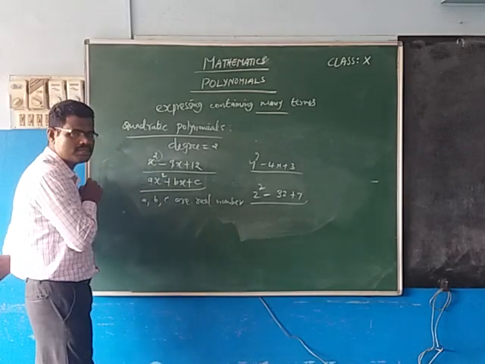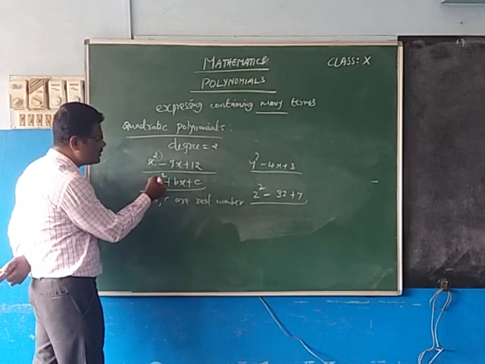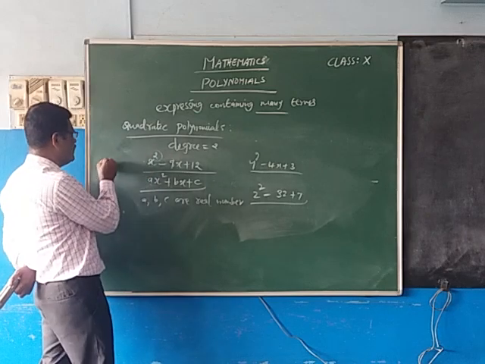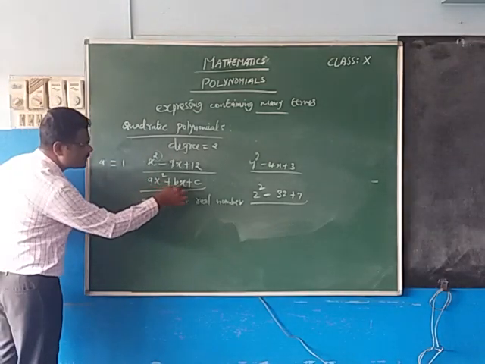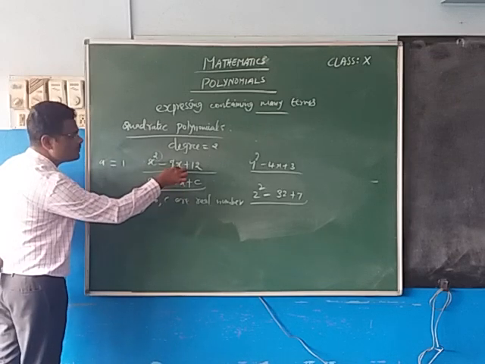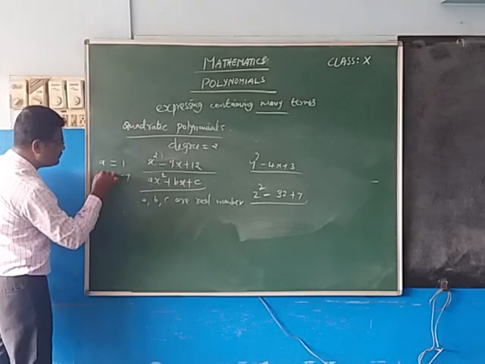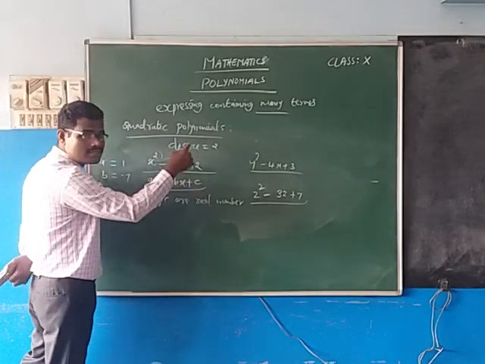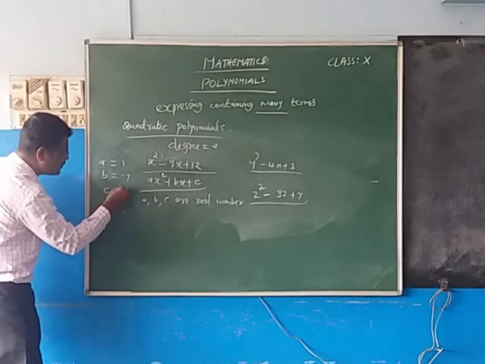Let's take these examples. What is the value of a here? What is the coefficient of x square? a. What is the coefficient of x square here? 1. So a is equal to 1. What is the coefficient of x here? b. What is the coefficient of x here? Along with the sign, minus 7. And c is called the constant. In c's place, what can we write? c is equal to 12.